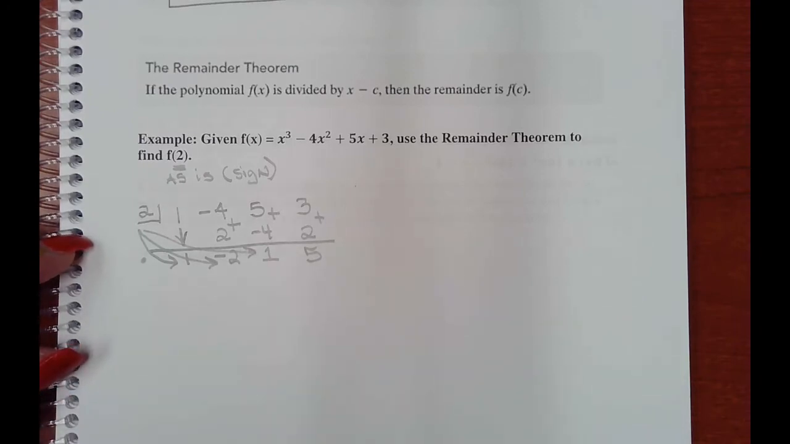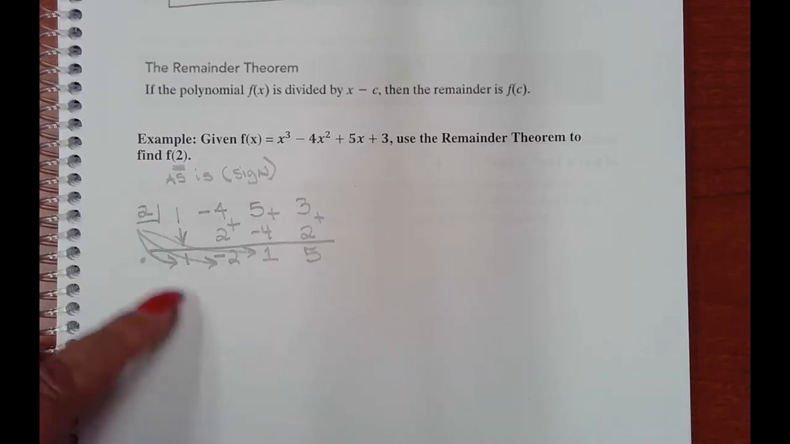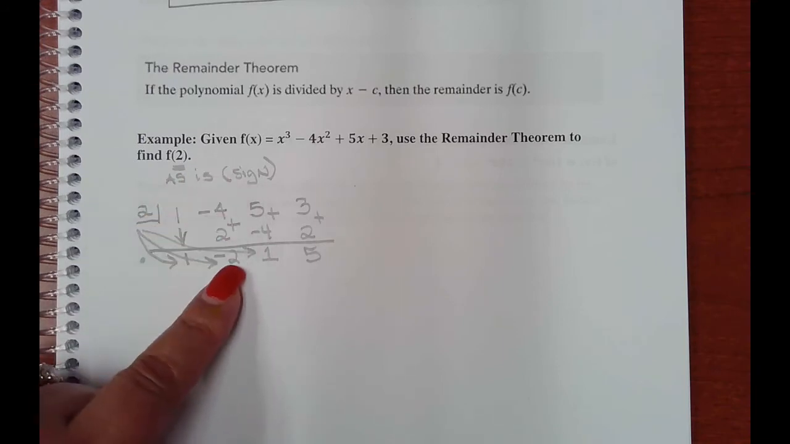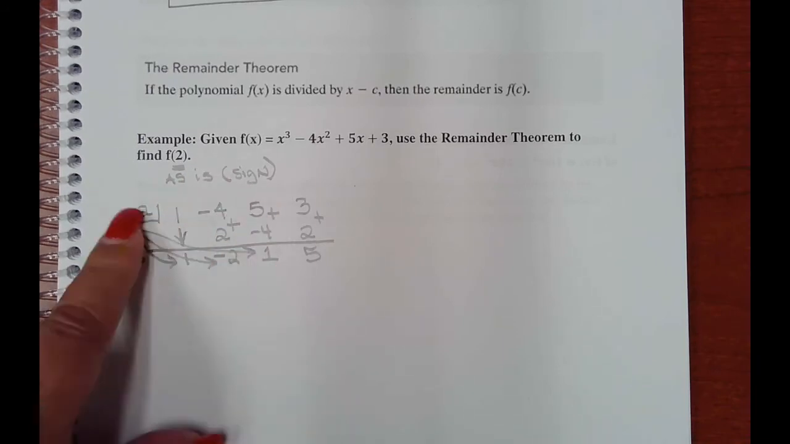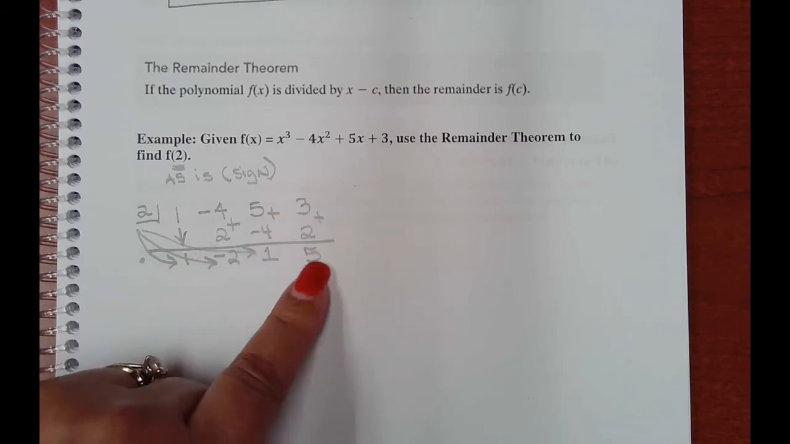Okay, so just checking this real quick. I dropped a 1. I went 2 times 1 is 2. Added those, got a negative 2. Went 2 times negative 2 is negative 4. Added those and got a 1. 2 times 1 is 2. Added those and got a 5.